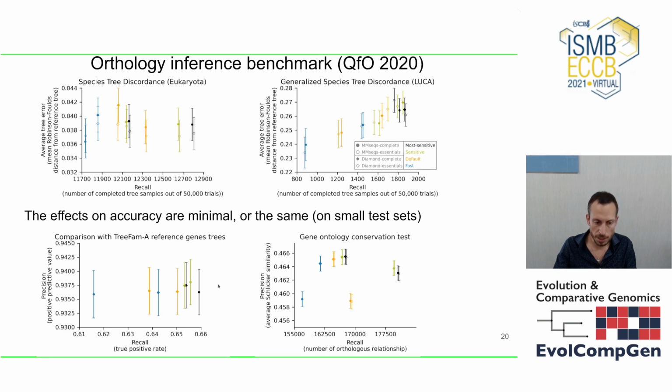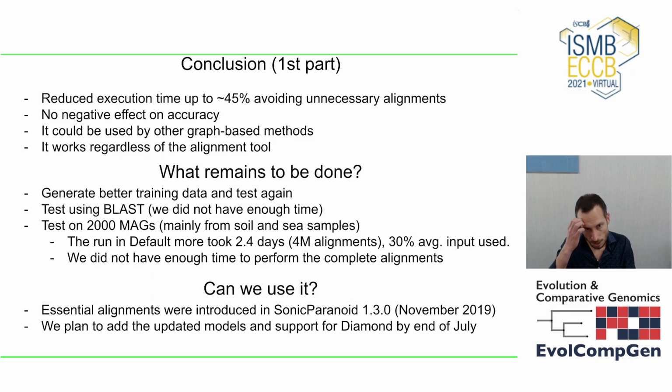And when you go to very small datasets, for example in the gene ontology test, where the dataset is very small, they tend to overlap, which makes a lot of sense. But the message here is that the accuracy is not being affected negatively, and that's actually the most important thing.